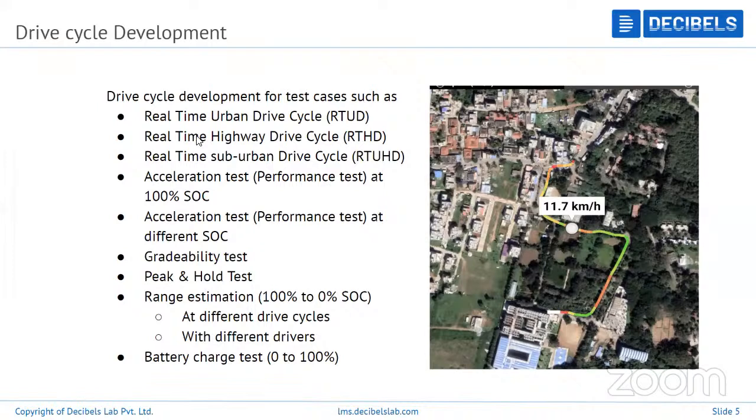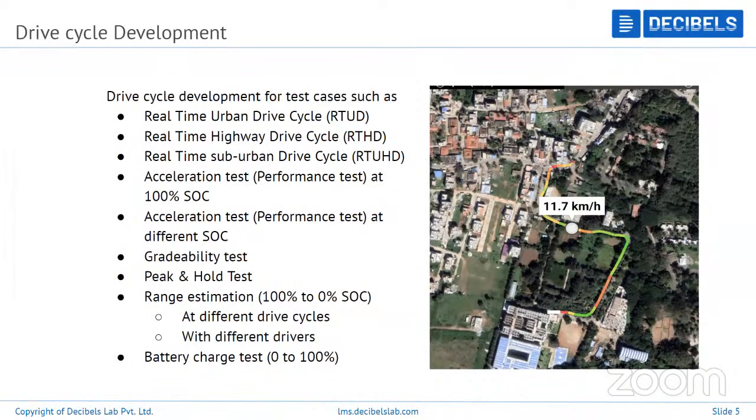Then the next test would be the highway drive cycle, where you find the cruising speed of your vehicle and how much current is drawn from your battery pack while cruising. Then some tests are conducted in suburban areas, which covers some city and some suburban area, a kind of low traffic area. Then a major test, the acceleration test, which defines your vehicle's performance.